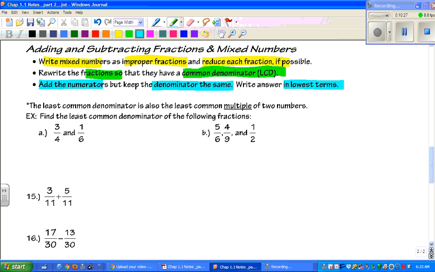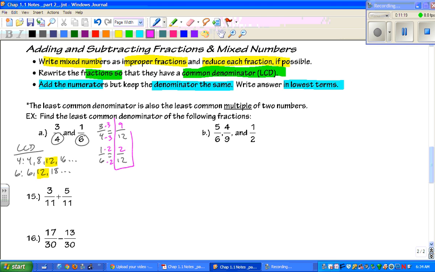So we're just going to pick a couple here. We'll start with A, just so you can practice. Now, finding the lowest common denominator is when we do the multiples. 4, 8, 12, 16. And what we're looking for is the lowest number that both of them go into, and that is 12. What do you multiply 4 by to get to 12? That's 3. So our answer is going to be 9 over 12. Multiply 6 by 2, and you get 2 over 12. So that's what our lowest common denominator would be.